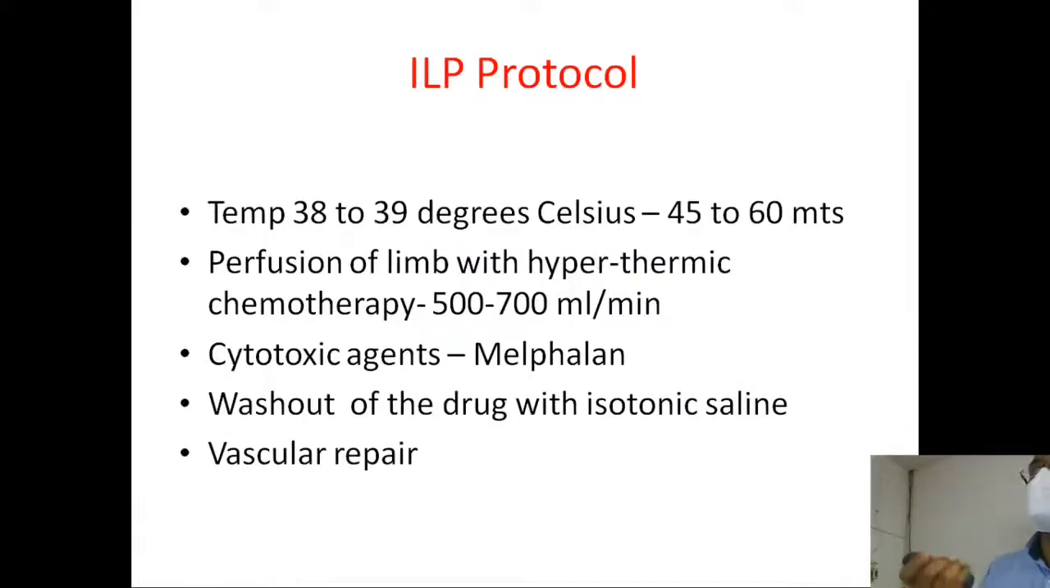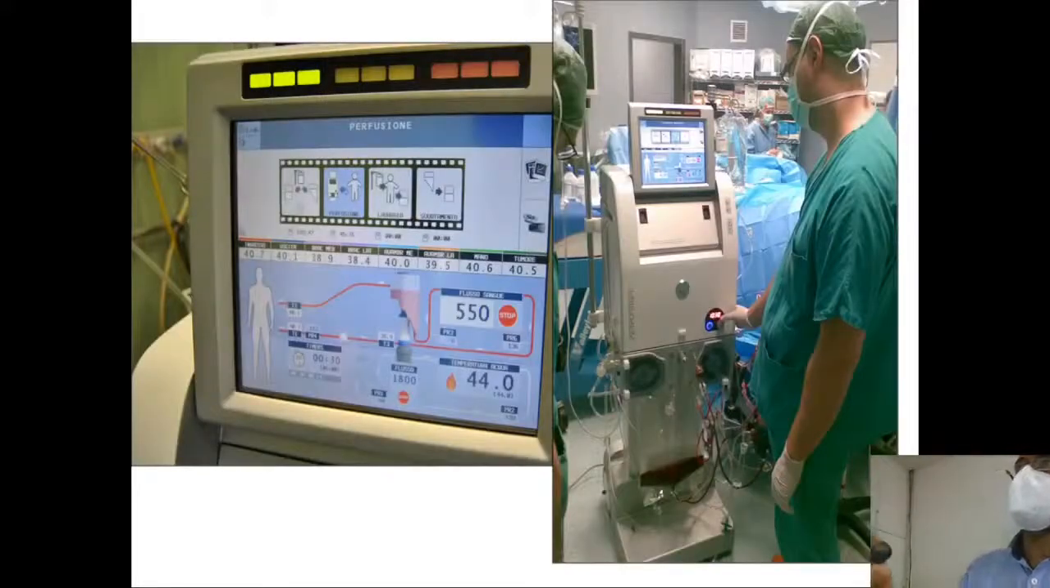So temperature has to be maintained between 38 to 40 degrees Celsius. And after achieving that level of temperature, we add the cytotoxic agent into the circulation, and we perfuse the limb with the hyperthermic chemotherapy at a rate of 500 to 700 ml per minute. The most commonly used chemotherapeutic agent is melphalan. Once the perfusion is complete, after almost 60 minutes, we wash out the limb with isotonic saline, and we close the arteriotomy and veinotomy.